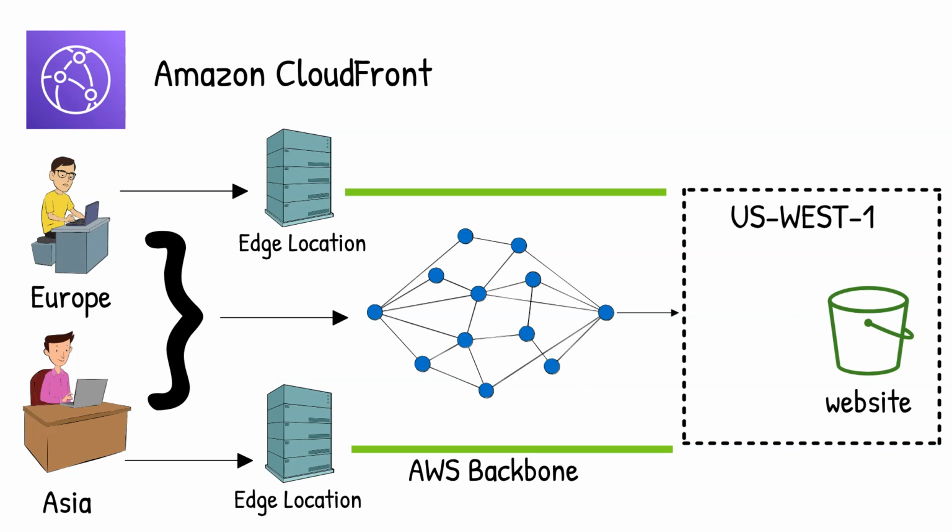If the data is not available at the edge location, then fetching it from the origin is over AWS network and is much faster than going over the internet.